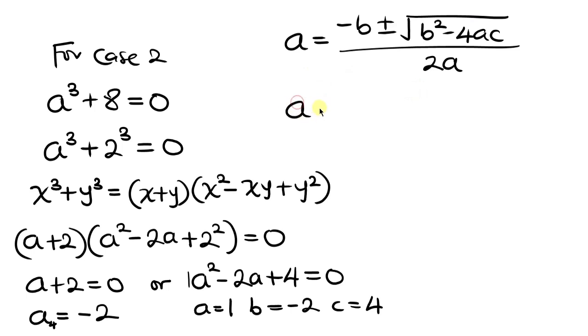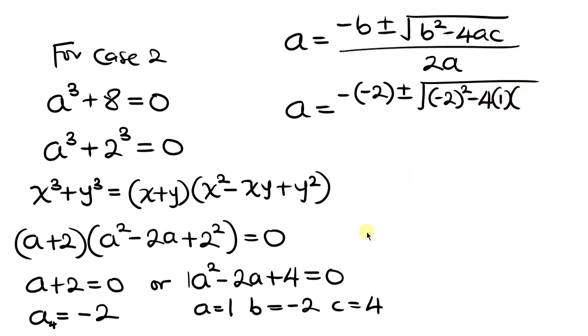So we have a equal to negative b, so negative b is negative 2, so I'm going to be putting that in a bracket, plus or minus the square root of b squared, that's negative 2 squared, since b is negative 2, minus 4 times a times c, so 4 times a, which is 1, times c, which is 4. Very good. All over 2 times a. 2 times a is 1. Very good. So now let's simplify further.